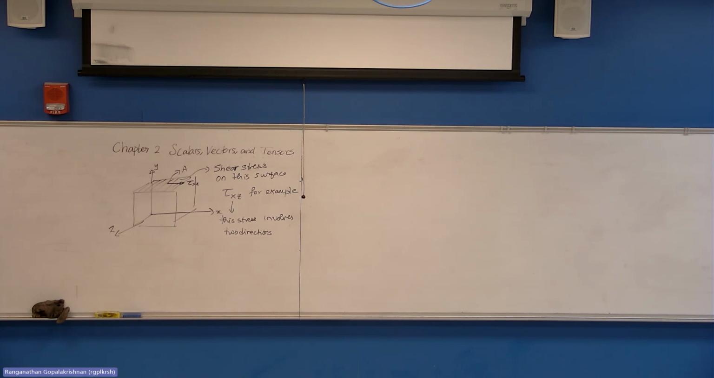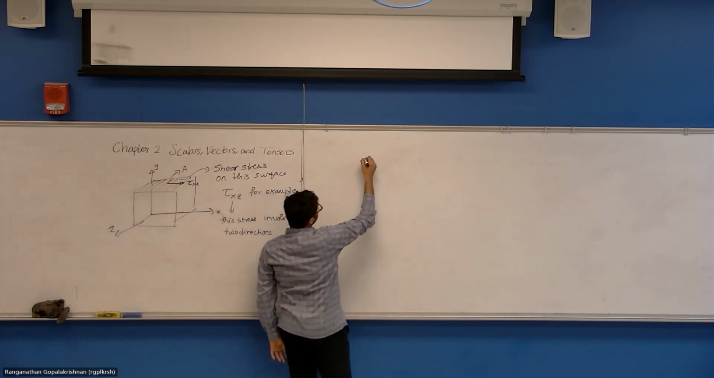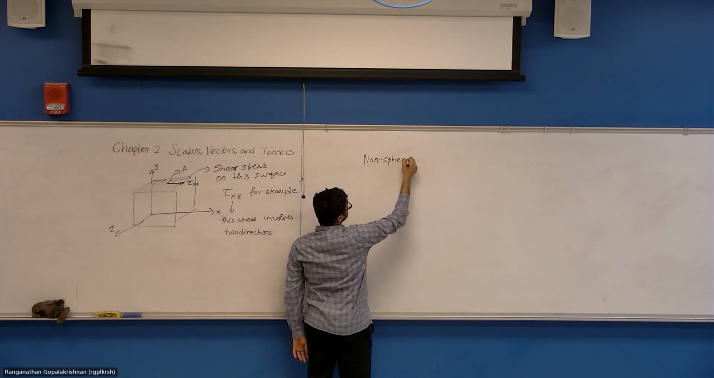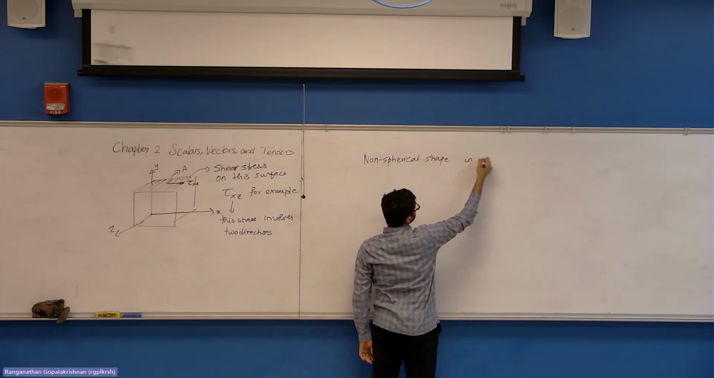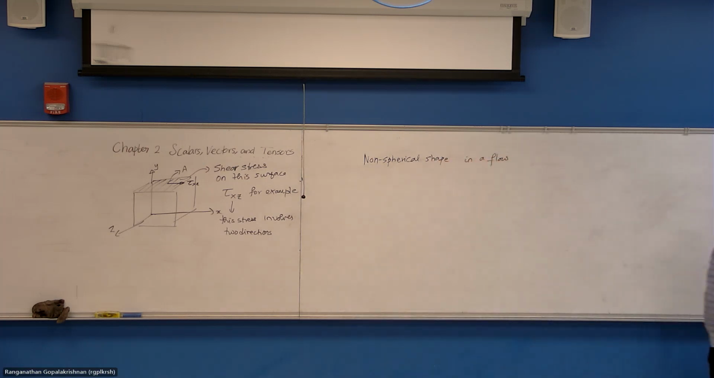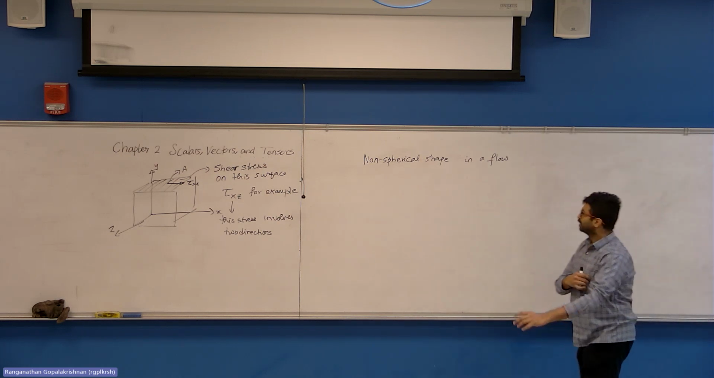But the reason I'm saying this is to emphasize tensors are not only meant to describe stress, they can also describe other quantities. Like, for example, think of a non-spherical shape in a flow. I'll give you time to write. After every 5 or 10 minutes, I'll take a pause and give you 2 minutes to write. So this is more about a discussion. Just don't worry about writing for now.